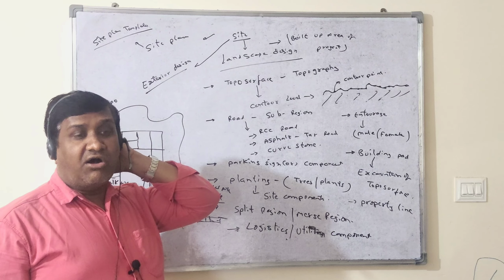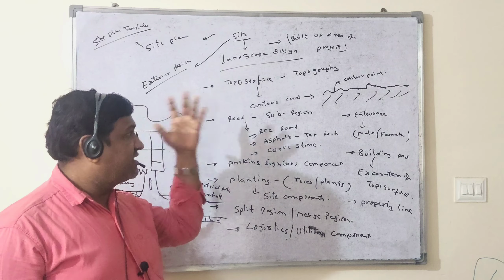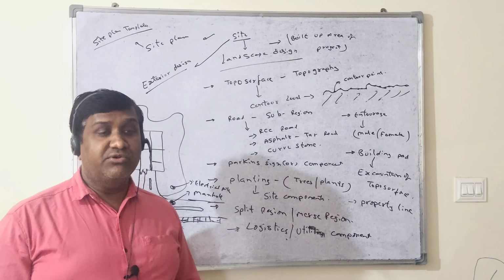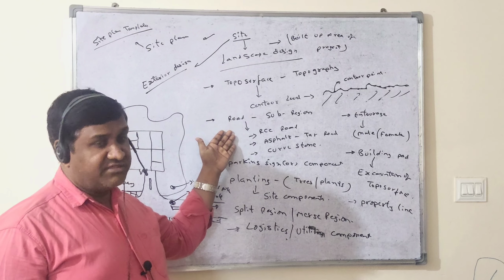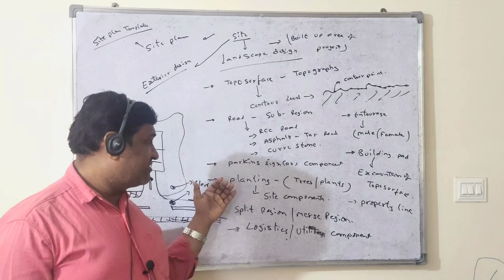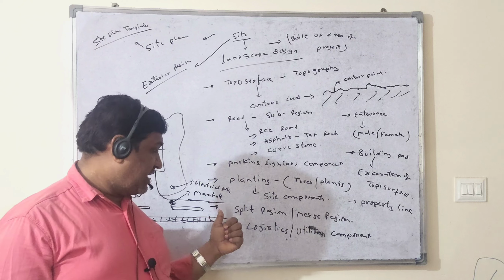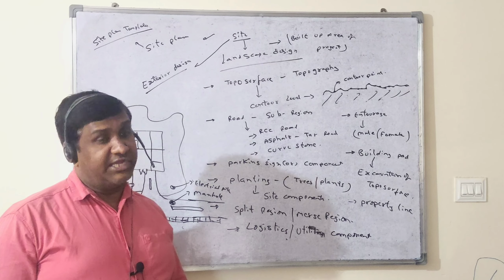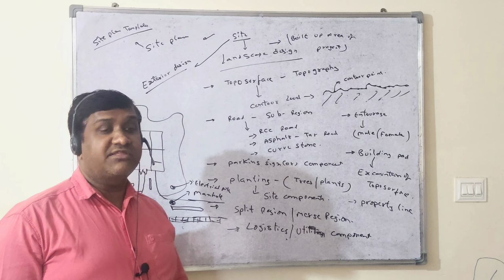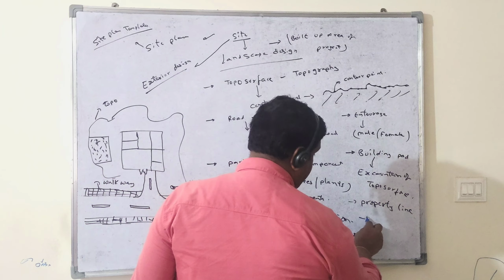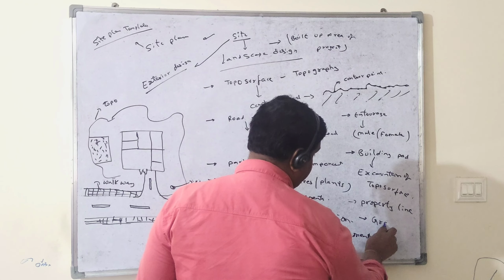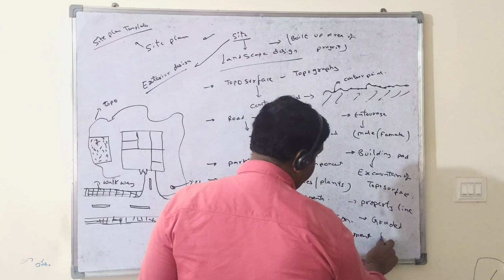So that's the reason you always have to remember, while working in a site plan, these are the components we can model: topo surface, road, that is sub-region, and then parking, signs, planting, split region, and then site components, utility components, entourage, and building pads also. And here one more option is also given, graded region. We have to put some graded region also. There is some graded region there as well. That also we can create as a model by using graded region.